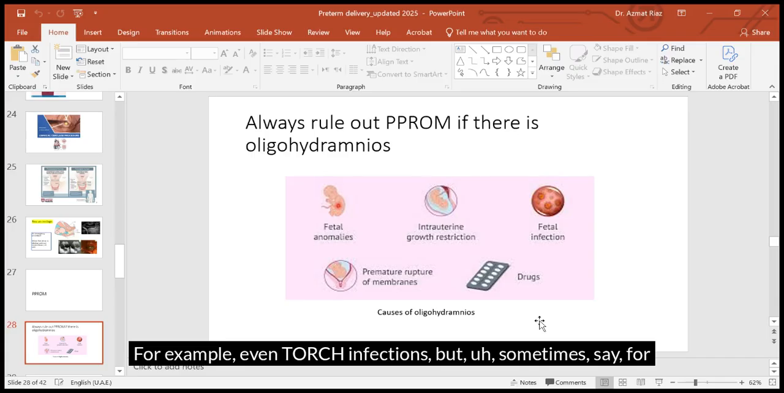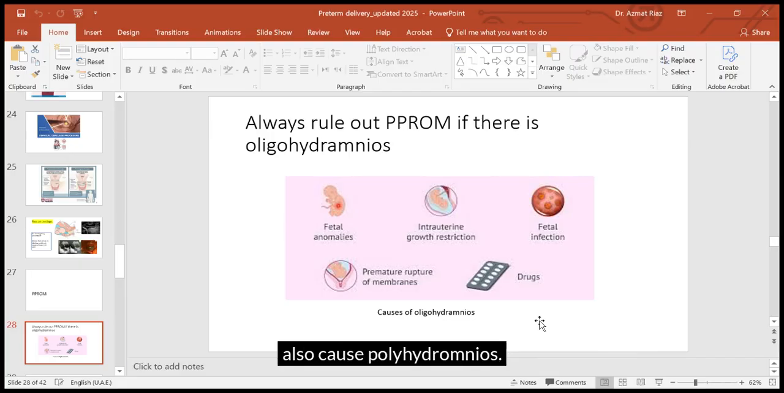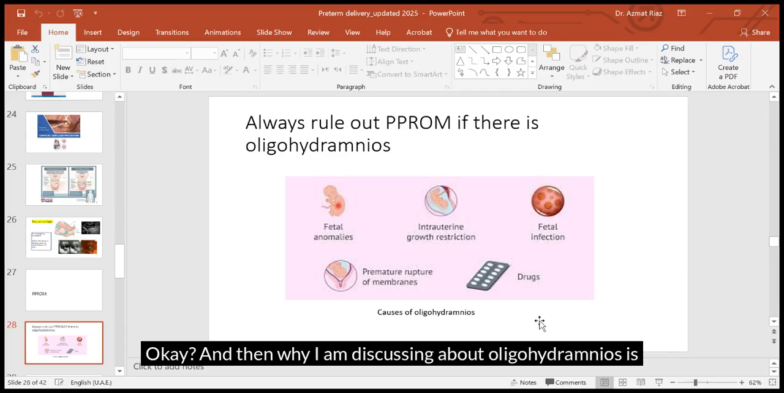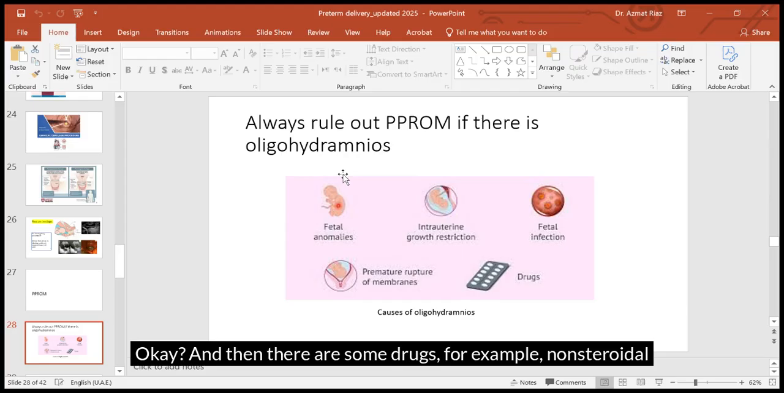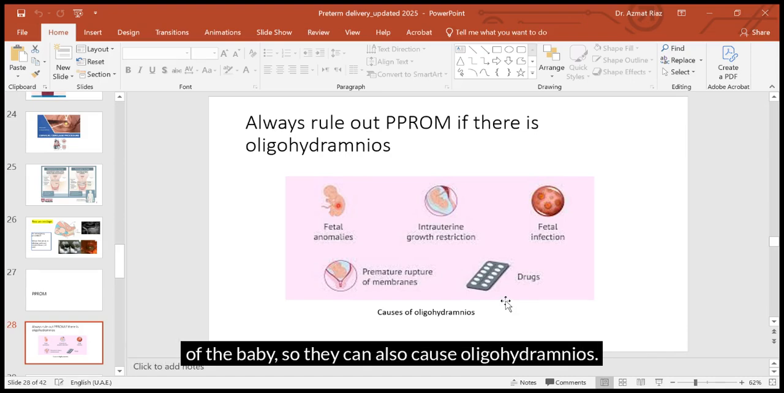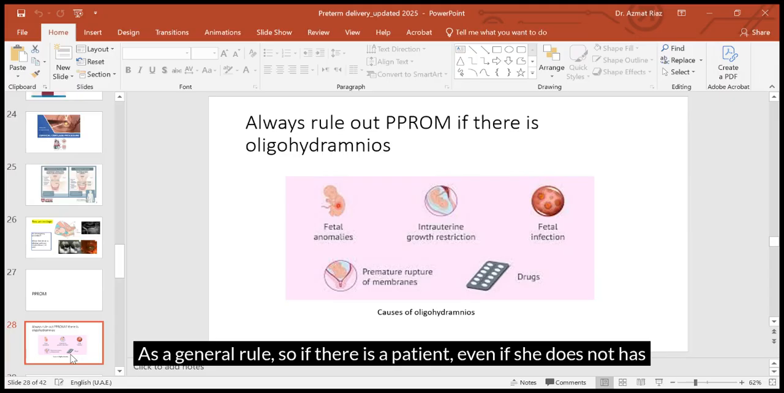For example, even TORCH infections. But sometimes, for example, cytomegalovirus can cause oligohydramnios, but it can also cause polyhydramnios. Okay. And then why I am discussing oligohydramnios is because in premature rupture of membranes, most women, of course, can have oligohydramnios. Okay. And then there are some drugs, for example, non-steroidal anti-inflammatory drugs, because they can affect the kidneys of the baby, so they can also cause oligohydramnios.